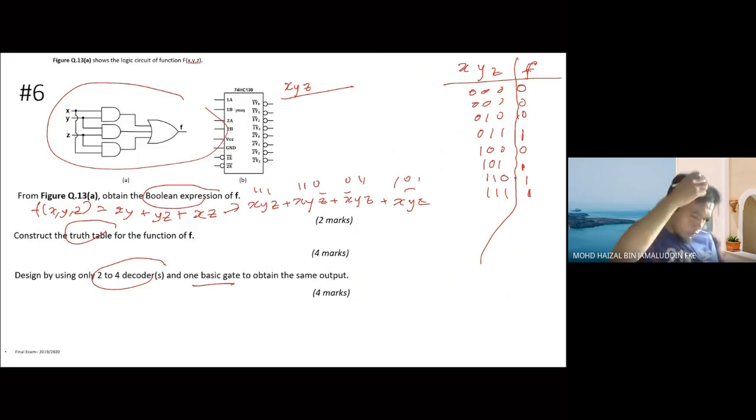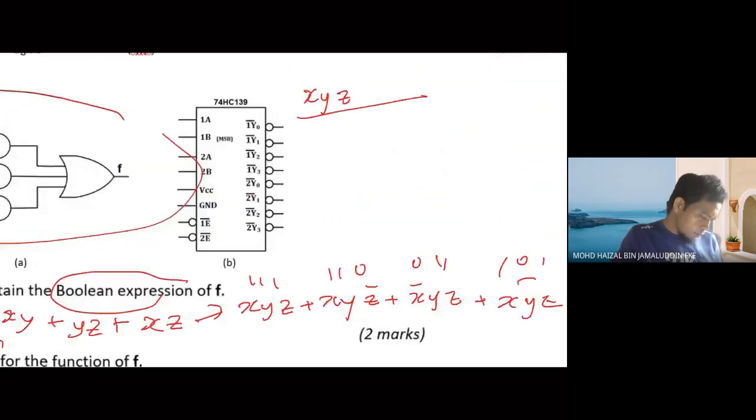And the final question is asking you to use the 2 to 4 decoder and plus basic gates to obtain the same output. Okay, so you need to use the 2 to 4 decoder. If you can see, that is the 74HC139. You have 1A, 1B, 2A, 2B. So that means you have two 2 to 4 decoders, and we have the VCC, ground, first enabler, second enabler. So you have the control on the enabler to make either the first chip function or not, or the second function or not.